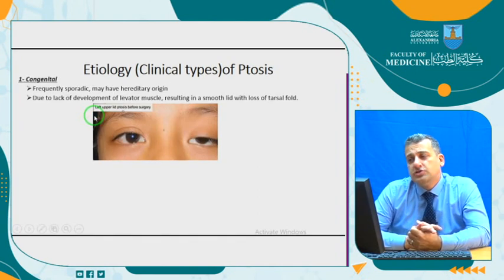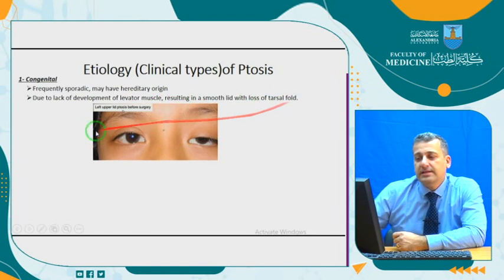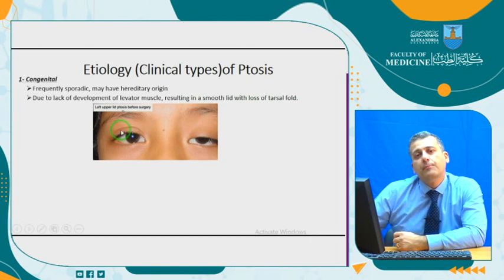So what about the etiology of ptosis? It can be congenital ptosis in the form of this picture. It's frequently sporadic but may have hereditary origin. It is due to lack of development of the levator muscle resulting in smooth lid with loss of the tarsal fold. You can see this is normal. This fold is perfectly normal. This is due to the insertion of the levator aponeurosis in the upper part of the tarsus. But due to lack of the normal development of the levator muscle in such congenital ptosis, you find here this ptosis has no fold in the skin. So this is the congenital ptosis.